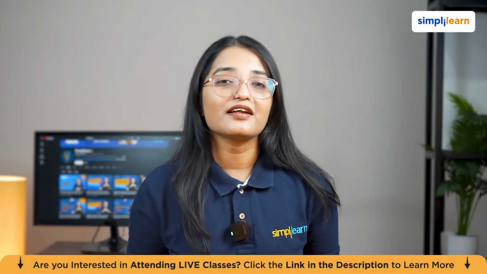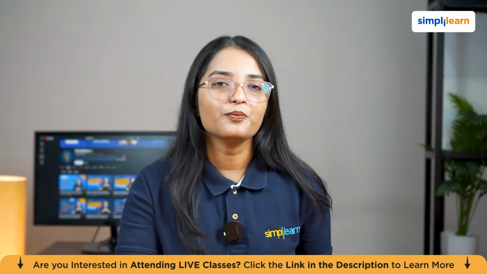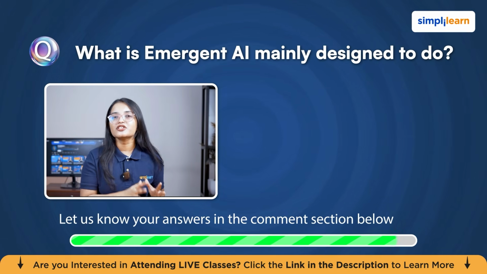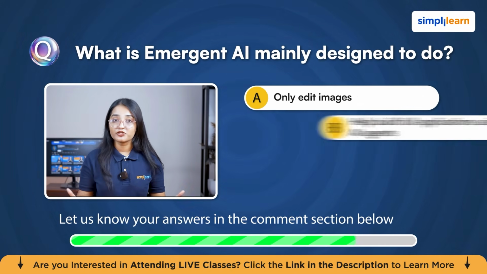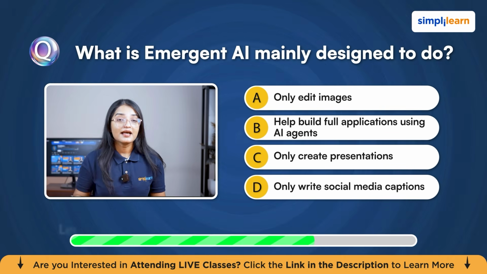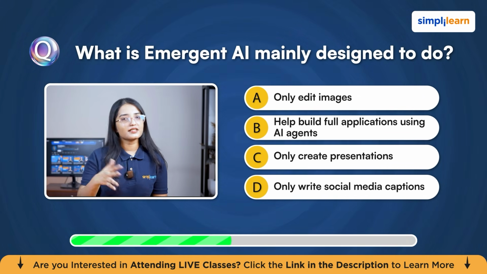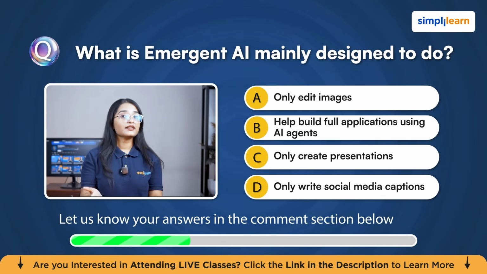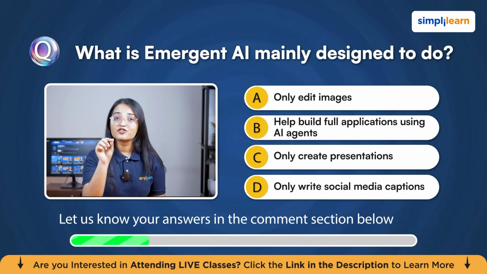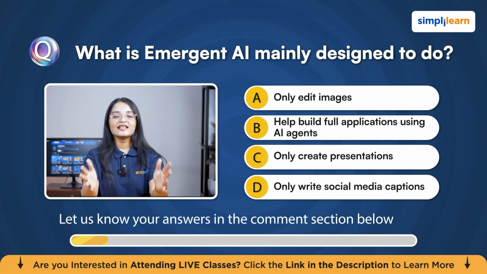So before we get started, here's a quick quiz question for you. The question is, what is Emergent AI mainly designed to do? Your options are: only edit images, help build full applications using AI agents, only create presentations, only write social media captions. Pause for a second and drop your answer in the comment section and let's see how many of you got it right.